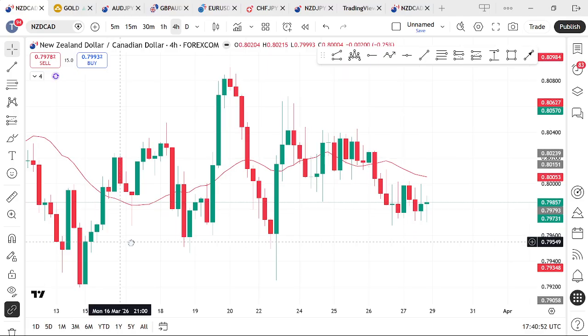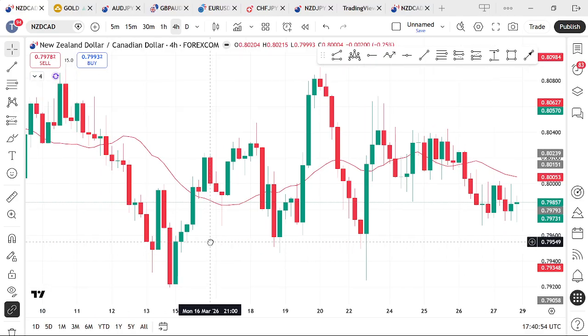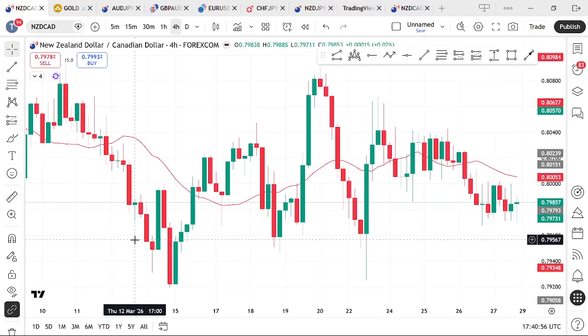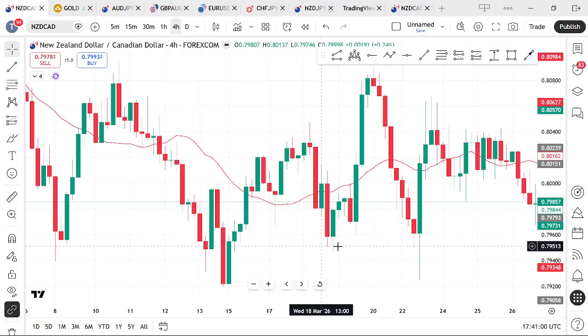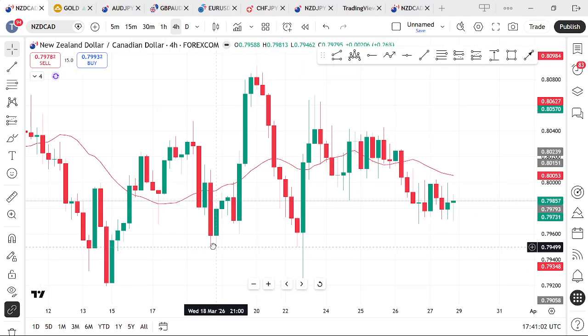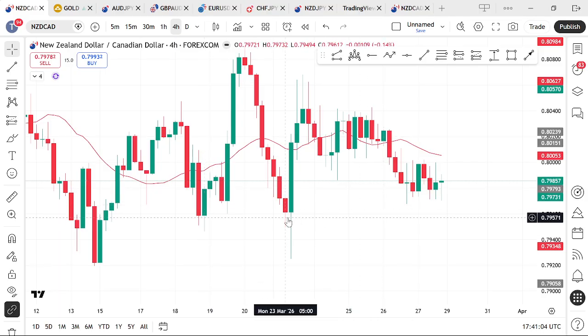So all these things are candles. There are some candles that don't have any wick at all. So let me explain what this wick is.